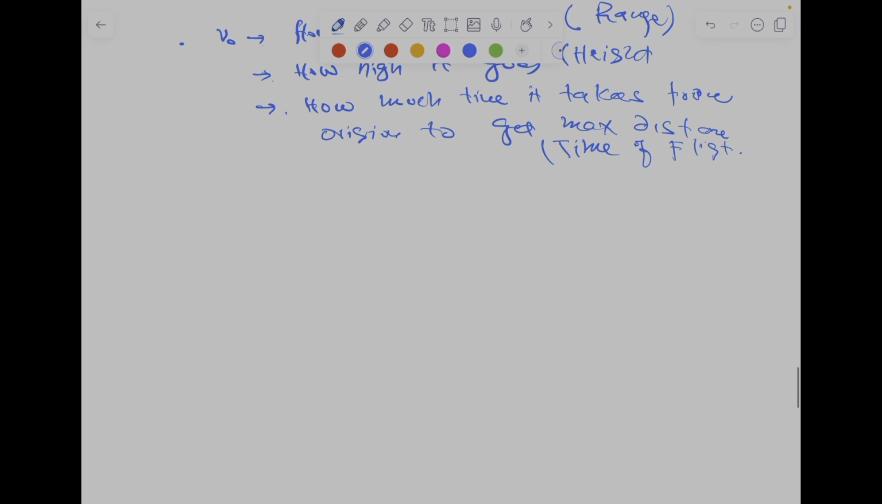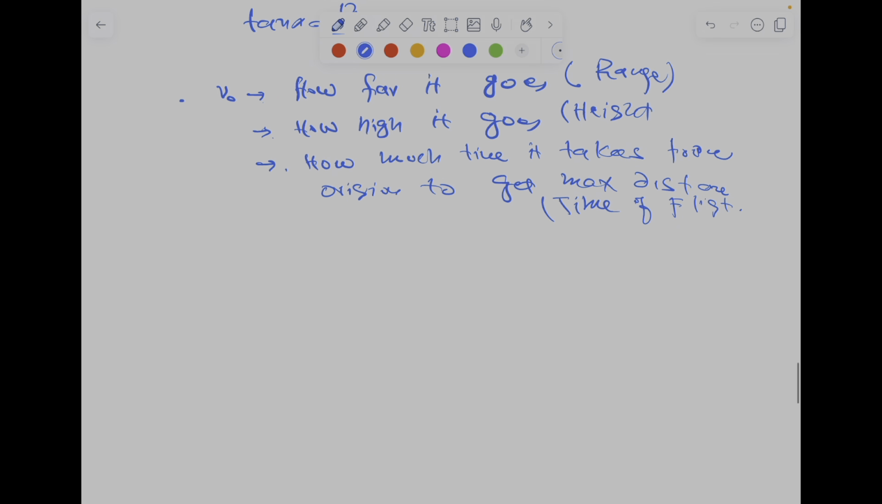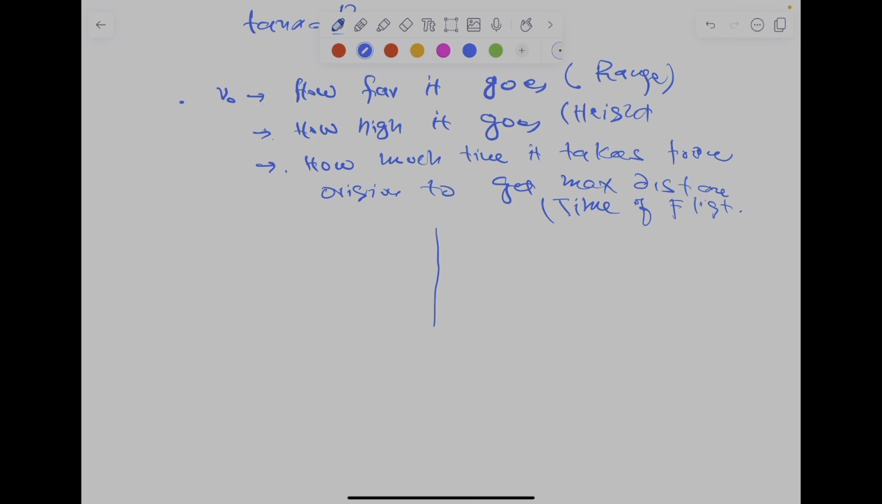So let's solve for these three values, what we wanted to know. If we have a projectile in the xy plane, we projected it with some initial velocity v0, making an angle theta along the x-axis, and it falls under the action of gravity.